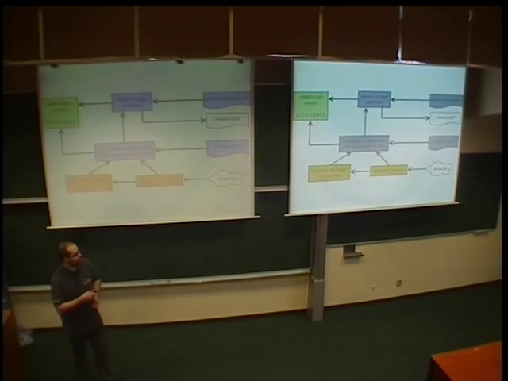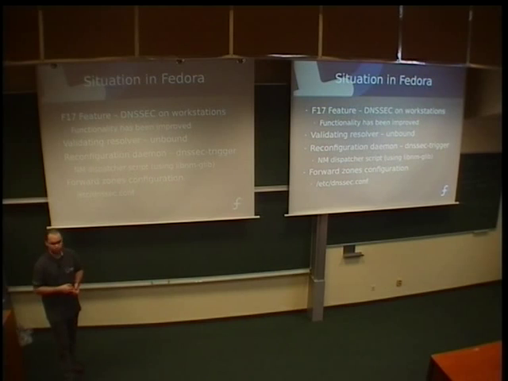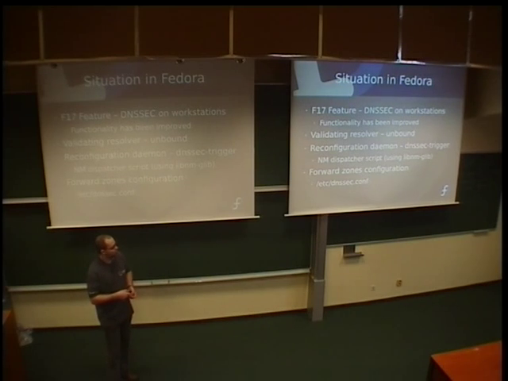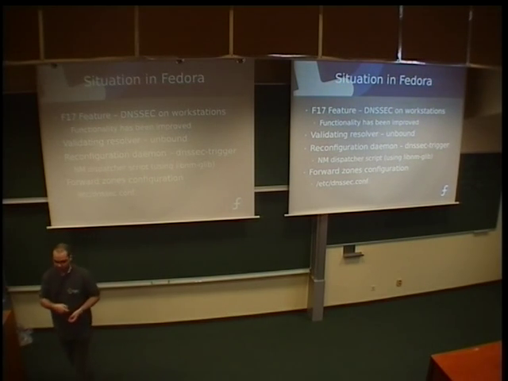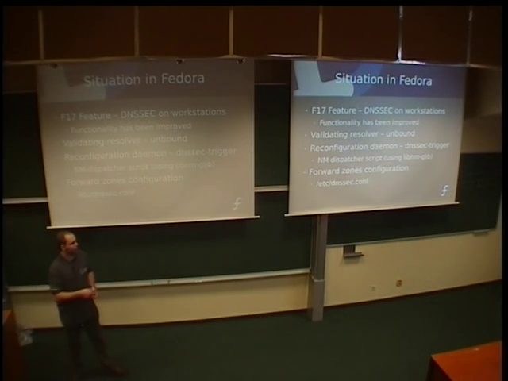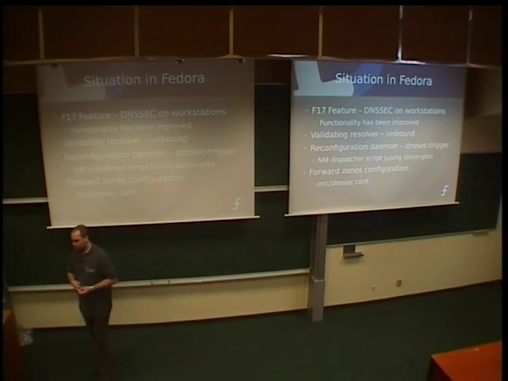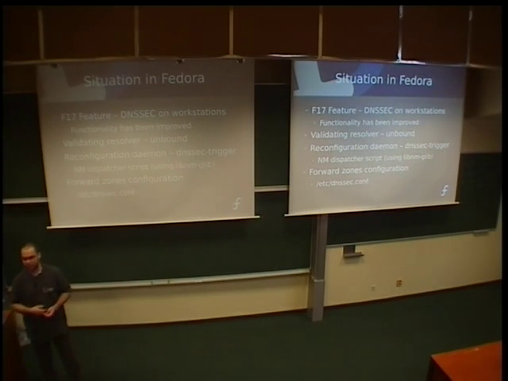As a validating resolver, we use unbound, locally running, and we need to do dynamic reconfiguration of unbound, and for this purpose we use the dnssec-trigger daemon. We get all the data we need from NetworkManager using its Python bindings. We also introduced a new configuration file, dnssec.conf, so the user is able to specify the behavior regarding forward zone configurations.